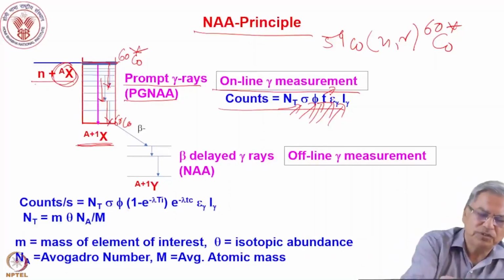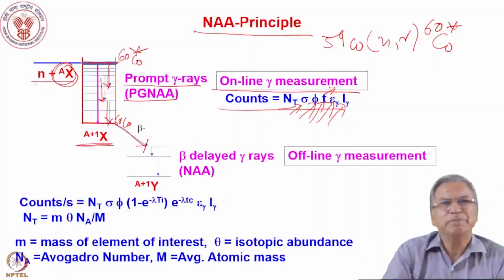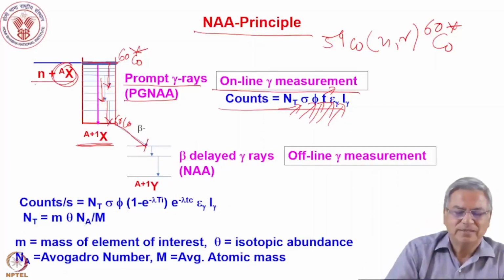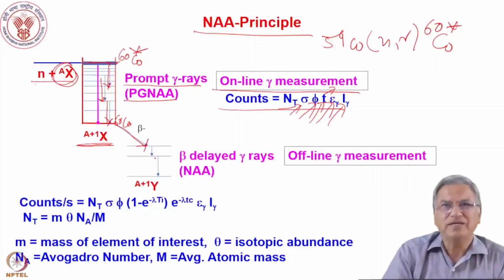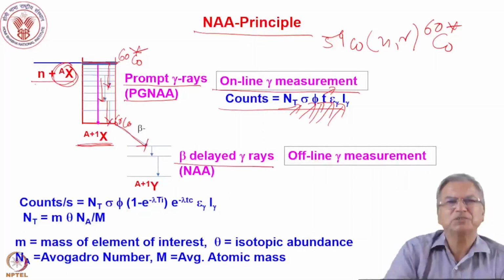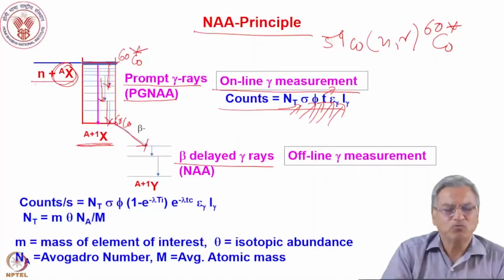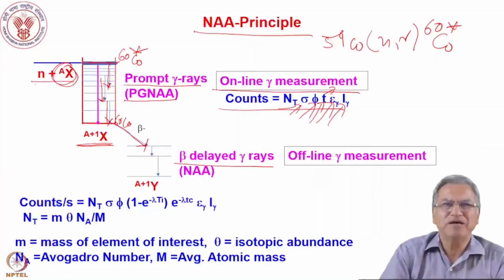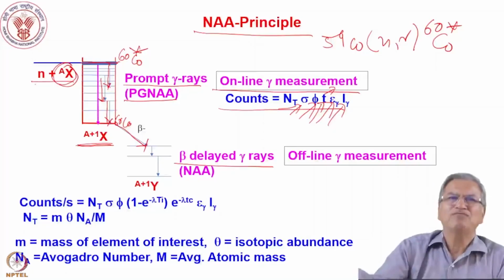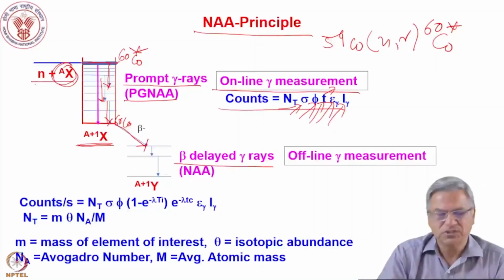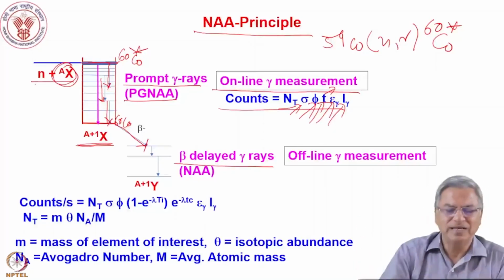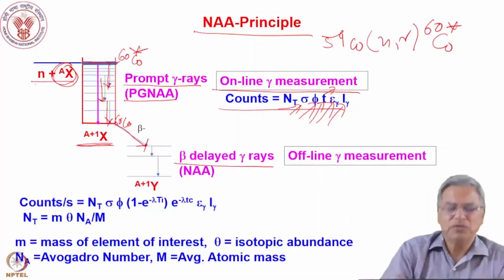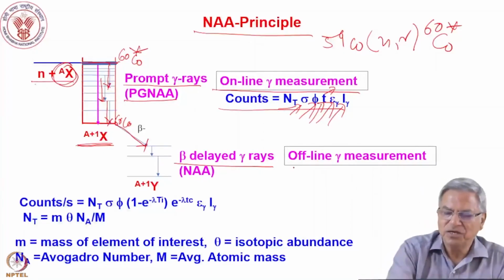But if you measure the gamma rays that are after beta minus decay, then these gamma rays are actually called offline gamma rays or beta delayed gamma rays. In that case, for example, cobalt 60 having half-life of 5.27 years, you irradiate for some time, take the sample out of the reactor, take it to the laboratory. So you can comfortably do the measurement in the laboratory. So these are measurements of delayed gamma rays, and this is the offline gamma ray.